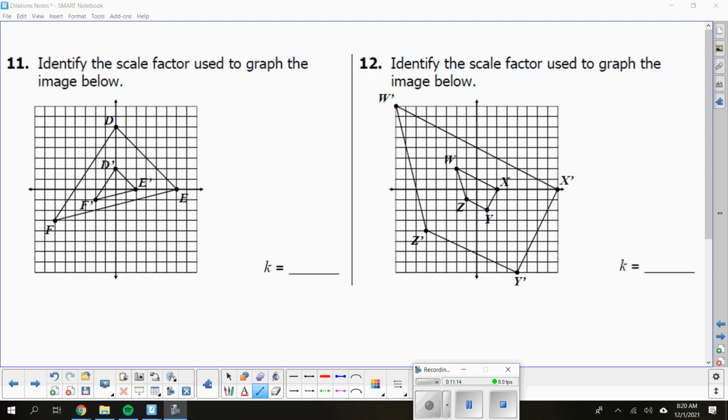Alright, still on page 10, just looking at our last two. In this case, we have our figures both plotted. We just want to figure out the scale factor. On these ones, we want to identify the scale factor. So we're given our image and our pre-image.